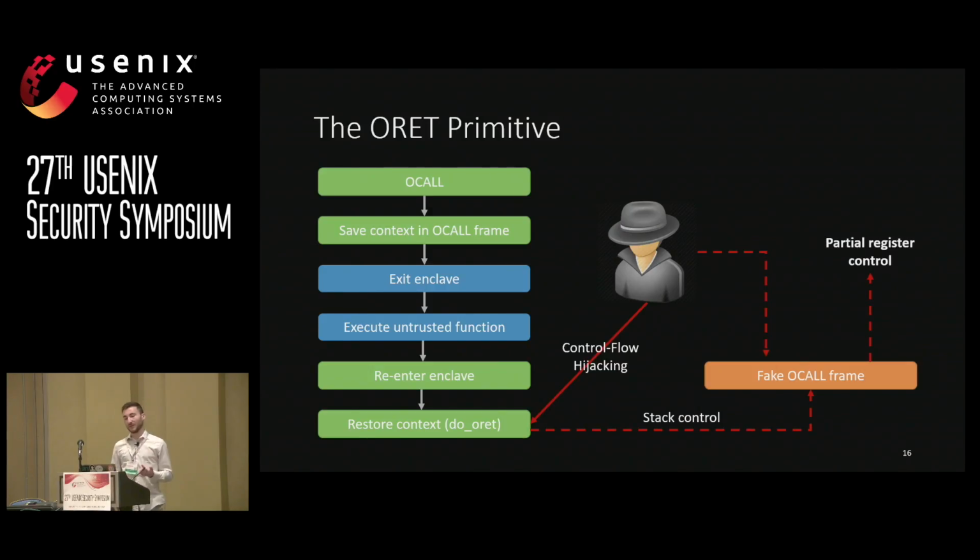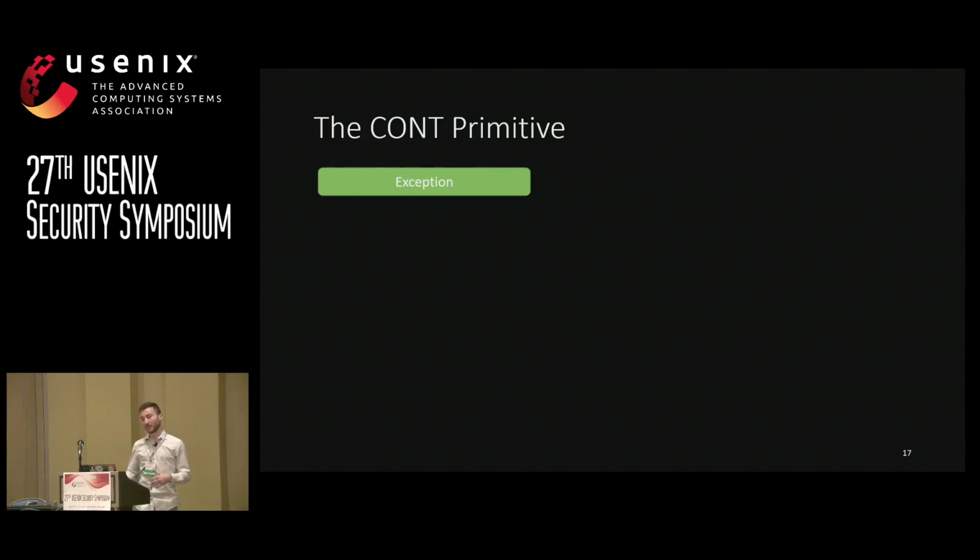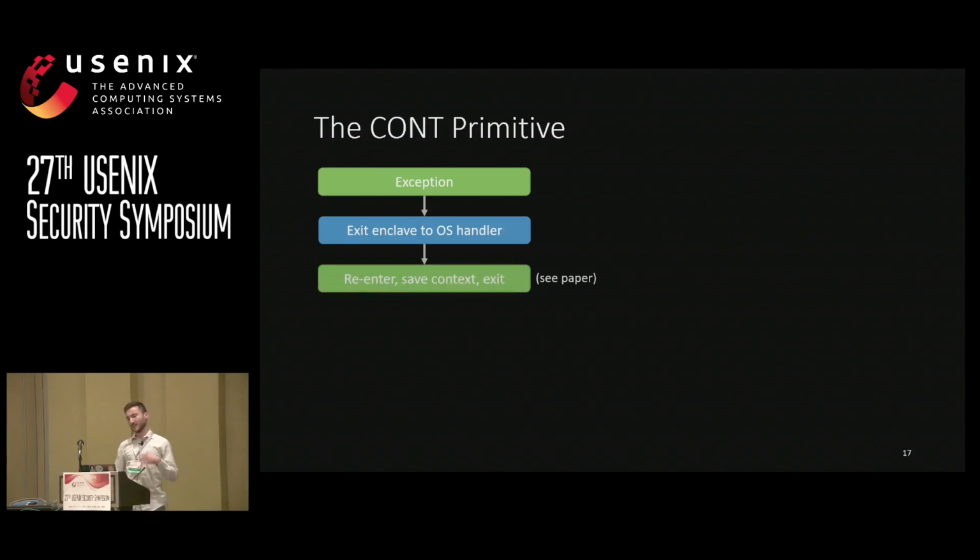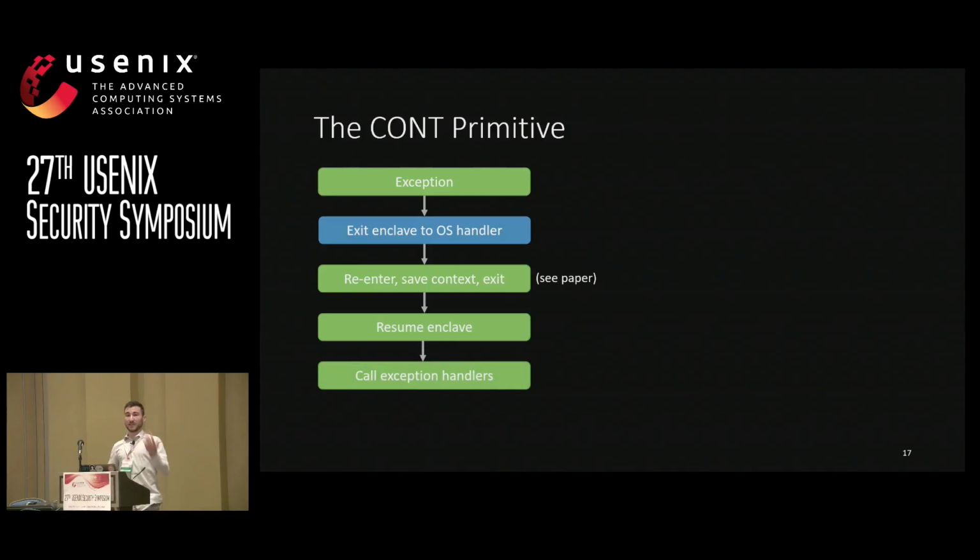The other primitive that we have, we call it the CONTINUE primitive. The CONTINUE primitive comes from the exception handling mechanism of the SDK. So it's really similar to the ORET primitive. When an exception happens, you exit to the OS. Then there's a little dance where you re-enter the enclave and exit again and enter it again. It doesn't matter right now. If you want all the details, please see the paper. But what happens in the end is that the exception context is saved. So then when we get back into the enclave, the TRTS takes over and calls the exception handlers.